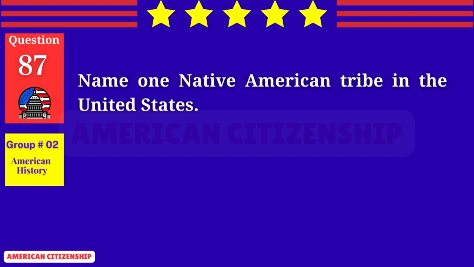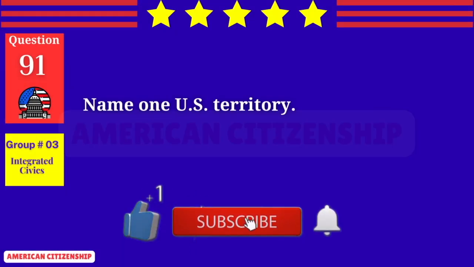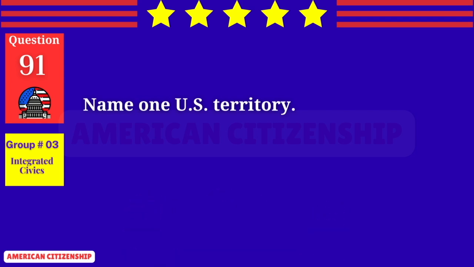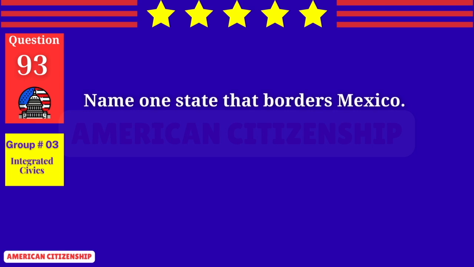Name one Native American tribe in the United States. Cherokee. Name one U.S. territory. Guam. Name one state that borders Canada. New York. Name one state that borders Mexico. California.